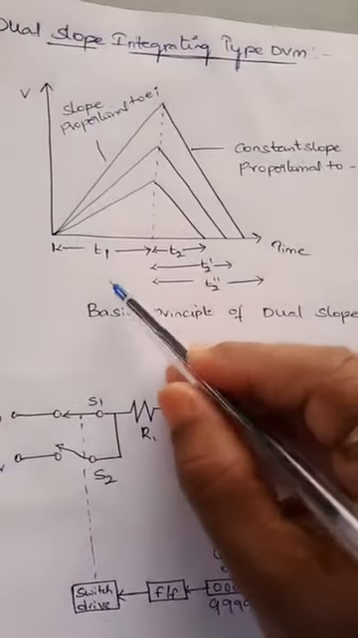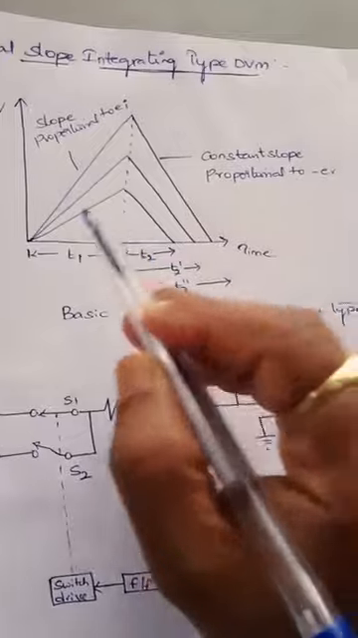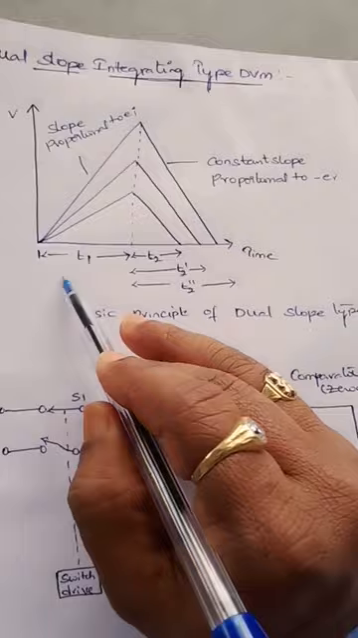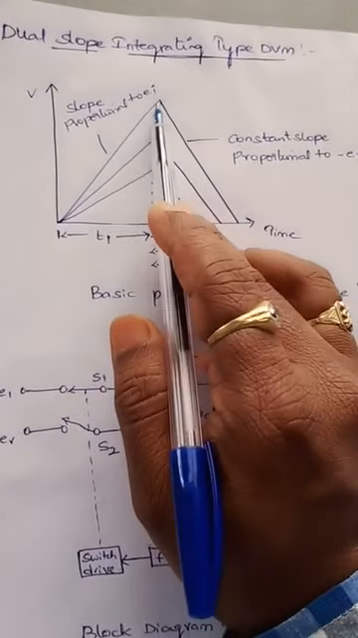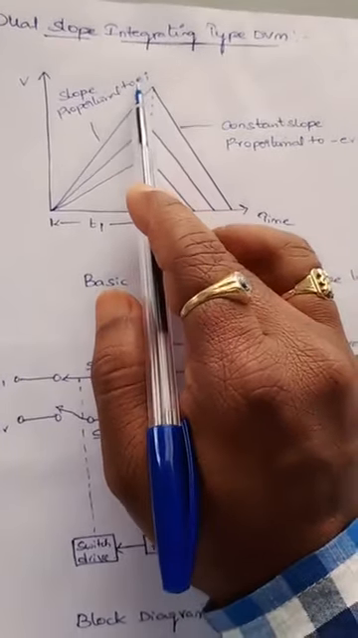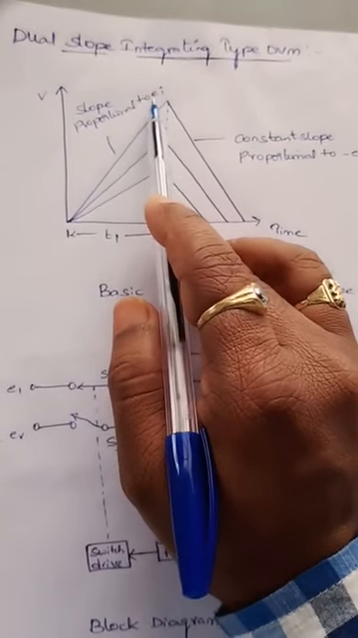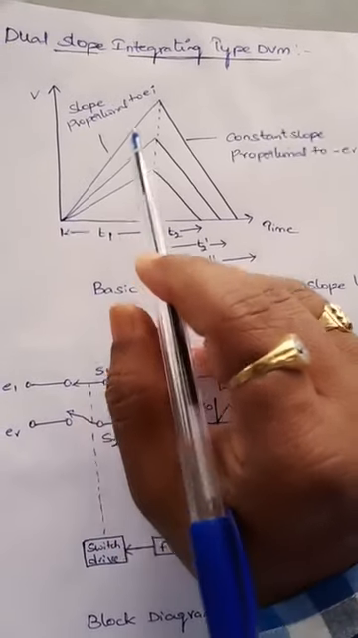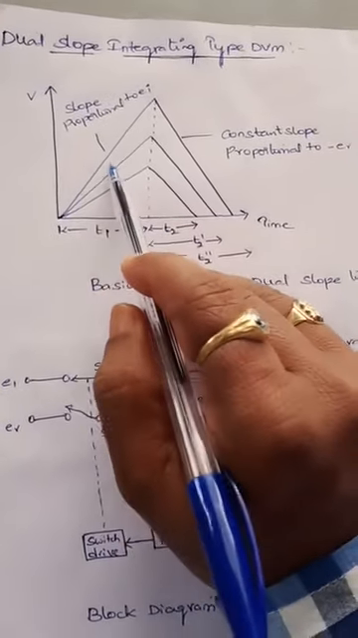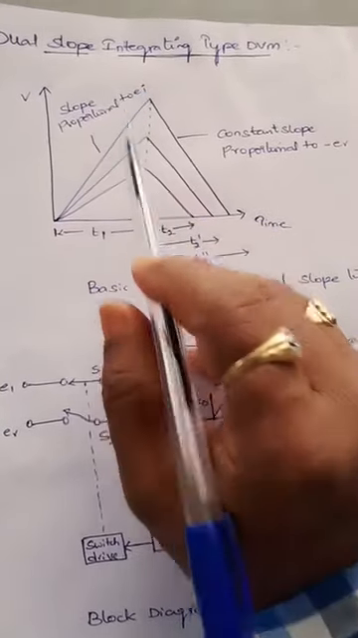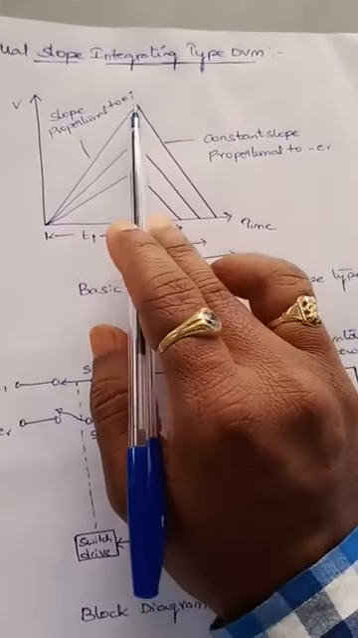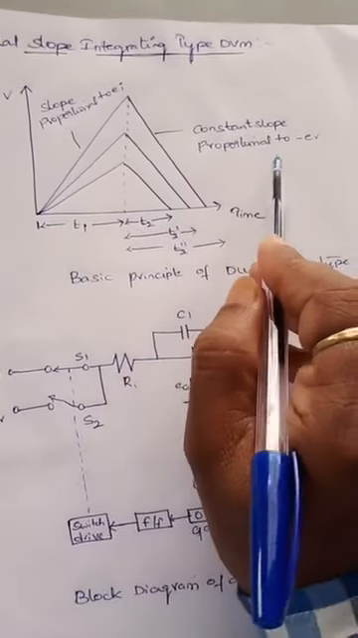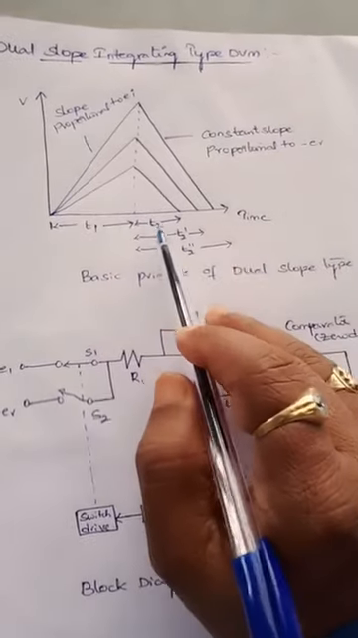From this figure we can observe that during time period T1 a slope is produced. That slope is this one, produced for a particular time period T1. The slope is produced due to the proportional voltage applied as an input, that is EI. T1 is the time period during which a positive slope is produced, and that slope is proportional to the input voltage applied. After T1 we get another slope, called the negative slope, which is due to the negative voltage, that is minus ER, and the time period is taken as T2.